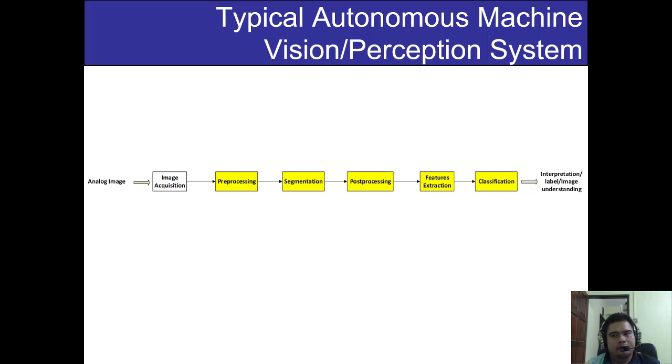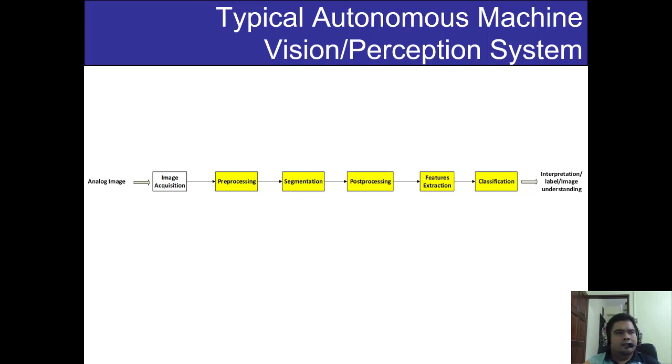Okay, what is meant by an autonomous machine vision system or autonomous machine perception system? It is a system where the input of the system is an image, and you are doing processing and some intelligent intervention inside the system, where the system has the capability to interpret the input image that you provided to the system.